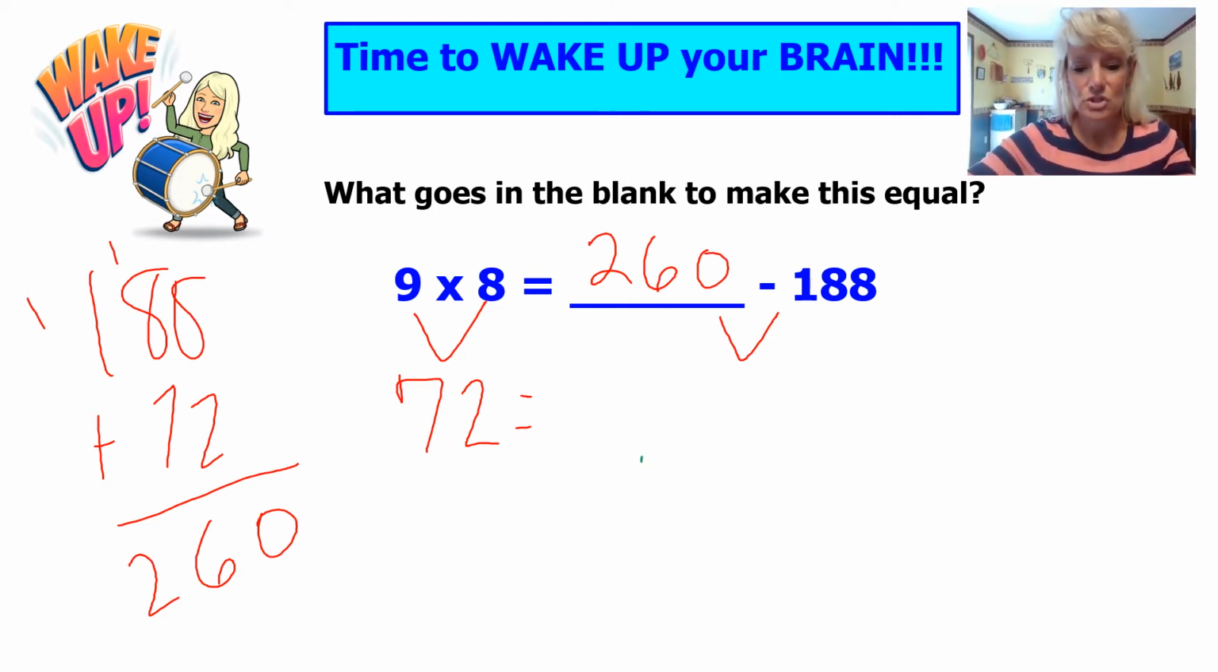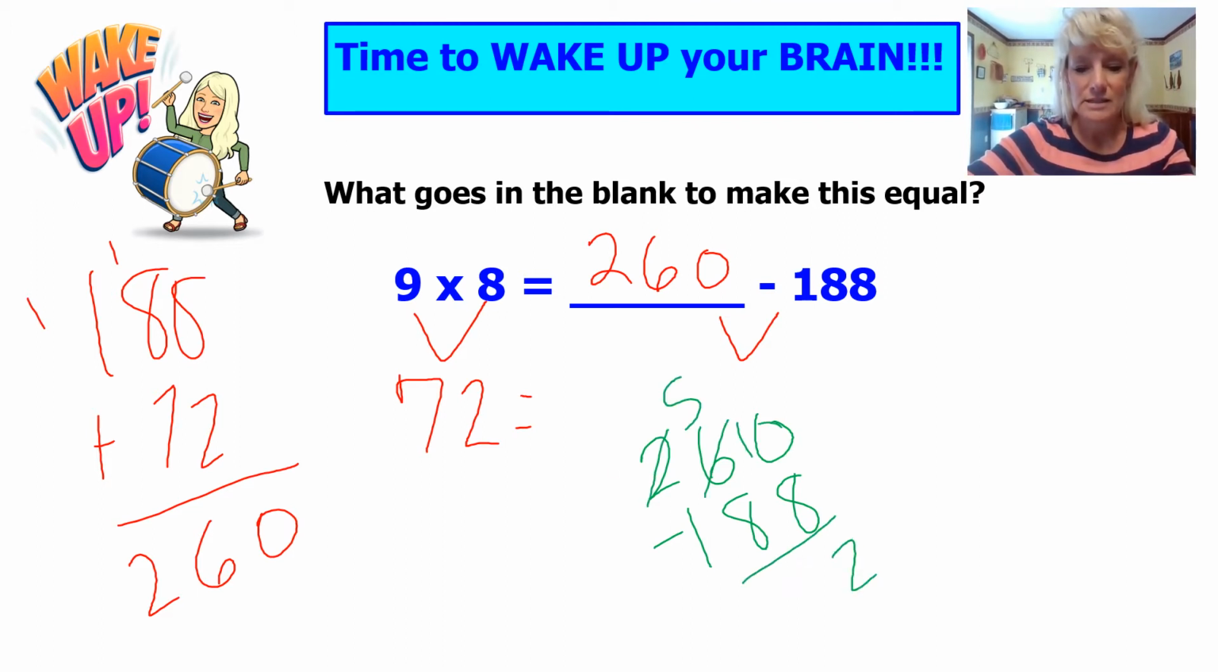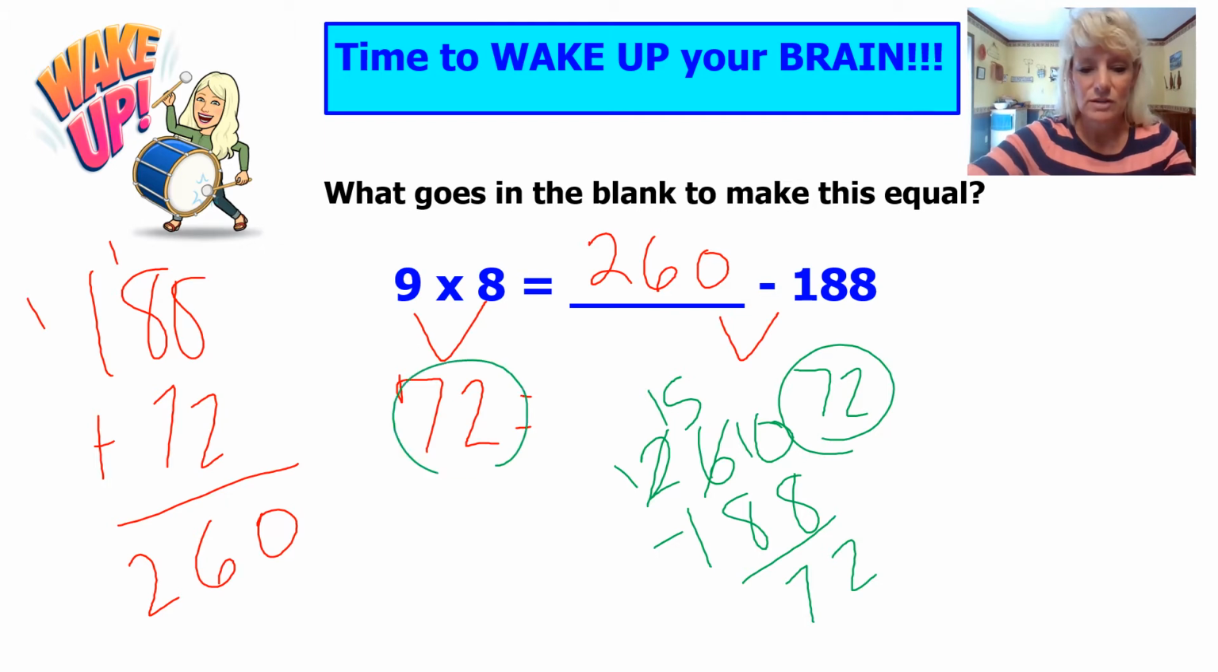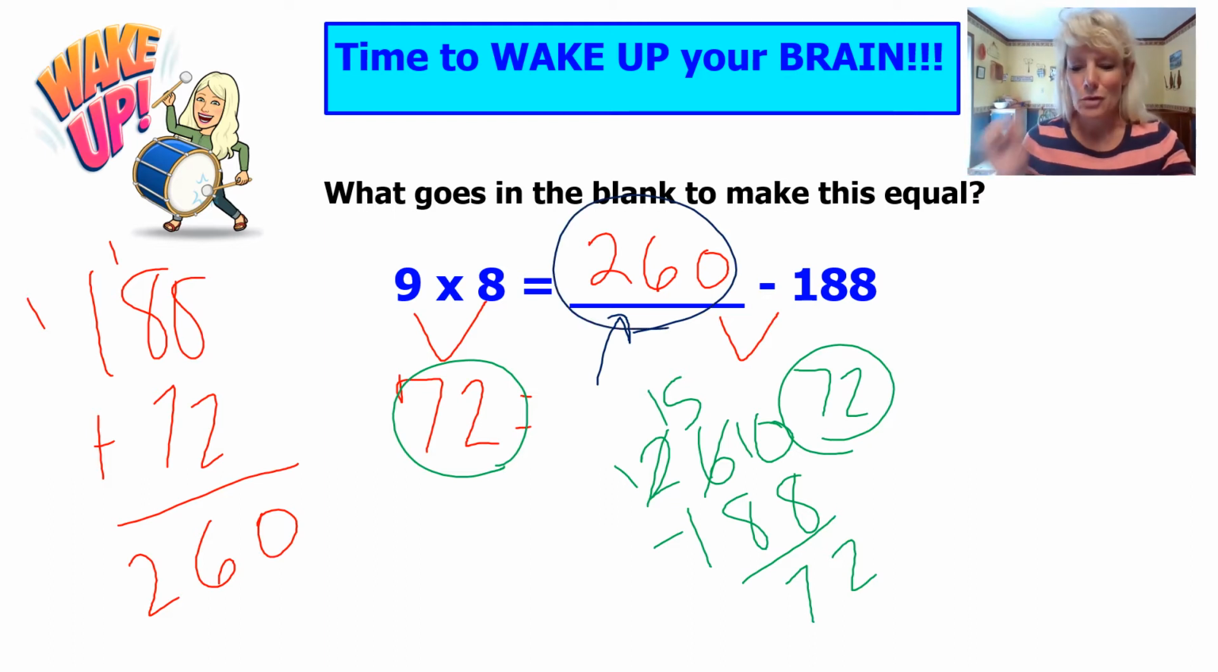So I have 260, and I am going to take away 188. And when I do that, that is 72. So I have a value of 72 here and a value of 72, but my missing answer, and the one that I was looking for, is 260. We have one more to wake ourselves up, and then we'll start symmetry.